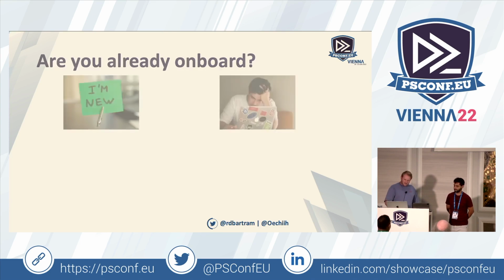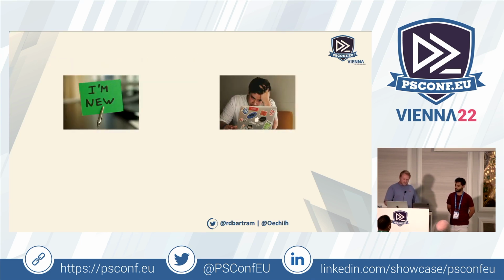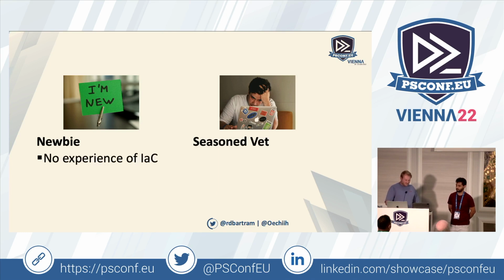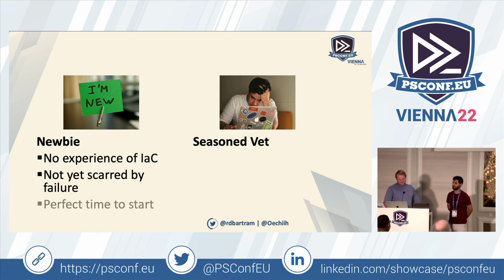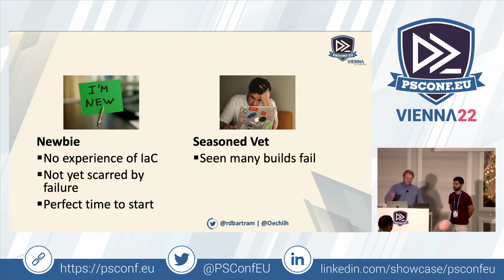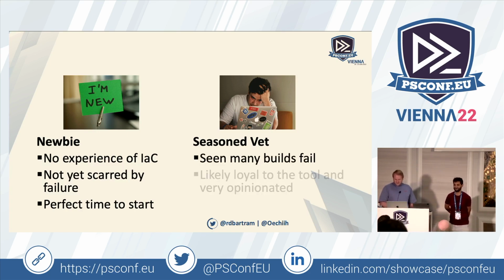Plus points, thanks. Yep. So then, where are we now? Maybe you're still a newbie with no experience in infrastructure as code. You're not yet scarred by failure with ARM or Bicep and stuff like that. Screens of red builds because they don't run properly, yeah. And it didn't change the color of the error message to green. Yeah. This is the perfect time to start, because you need to start somewhere, and it's definitely way better than clicking around the portal. Or maybe you're a seasoned vet already, and you've seen many, many builds fail, which is, of course, a thing that happens to all of us.